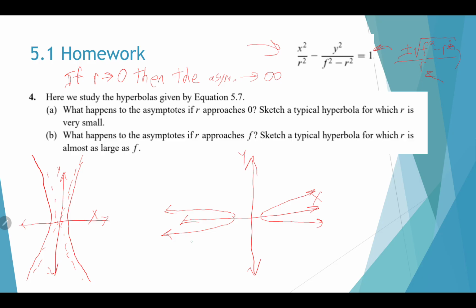And the asymptotes are going to get closer and closer to being 0. So we might say if r approaches f, then the slope, again, too much to write, goes to 0. So that gives you an idea on that one.